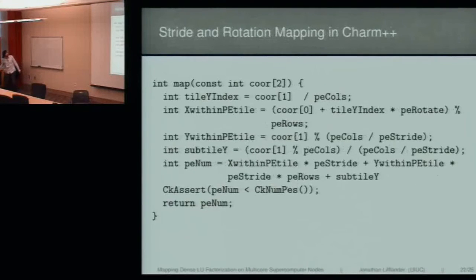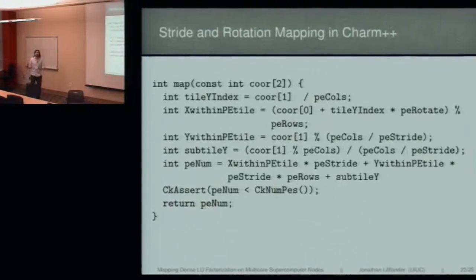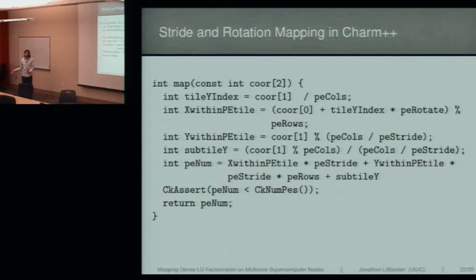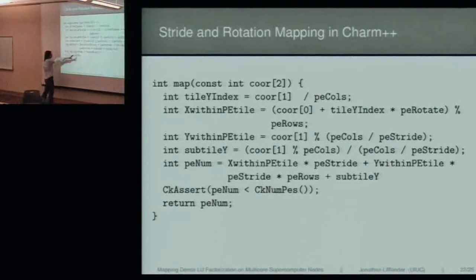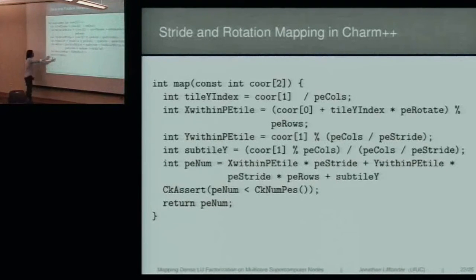Just to show you real quickly, in Charm++, the mapping code is completely independent of the application. So you just write a mapping function that takes your x and y coordinates, and then you just basically apply the function and return the PE number that comes out in the end, and you have this new mapping.